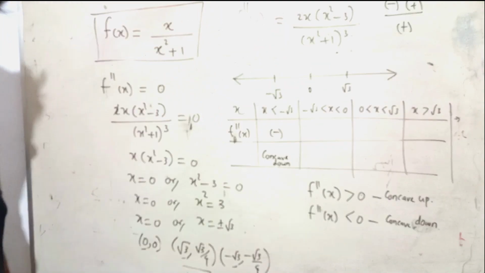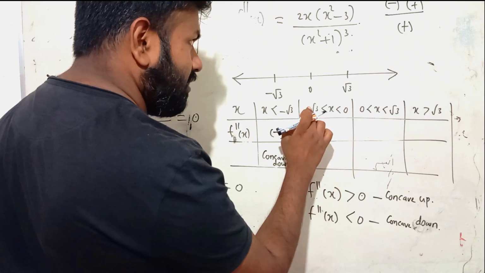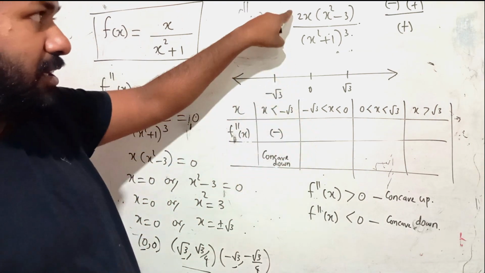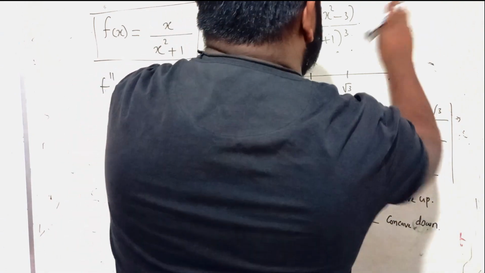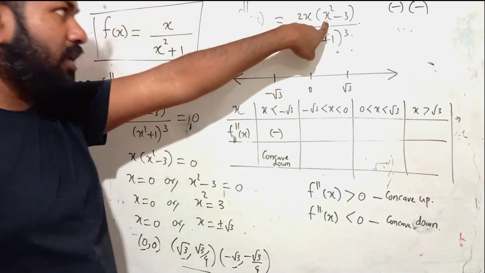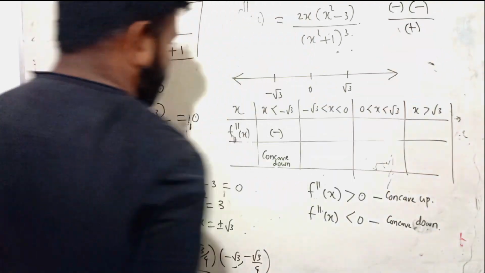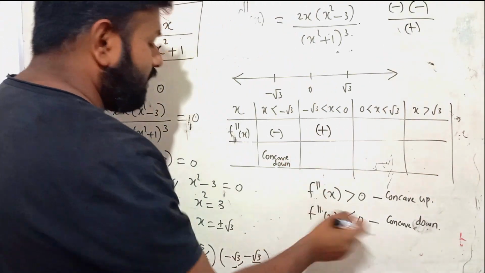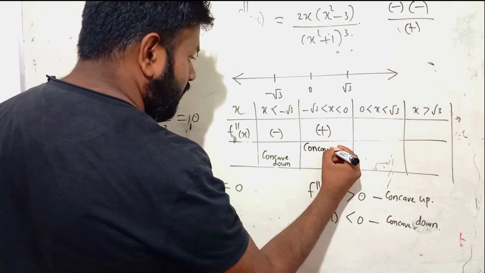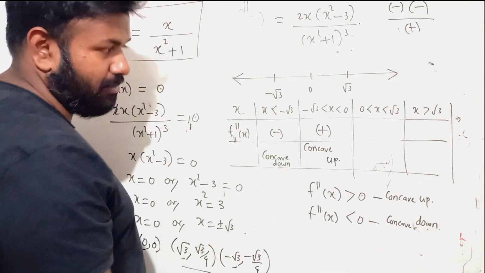When x is in between minus root 3 and 0, you can take the easiest number, negative 1. Substitute negative 1 here. This part is going to be negative, because negative 1 squared is 1, 1 minus 3 is negative. Negative 1 here, it's positive. When the second derivative is positive, the graph is going to be concave up. Always remember that: when positive, concave up; negative, concave down.